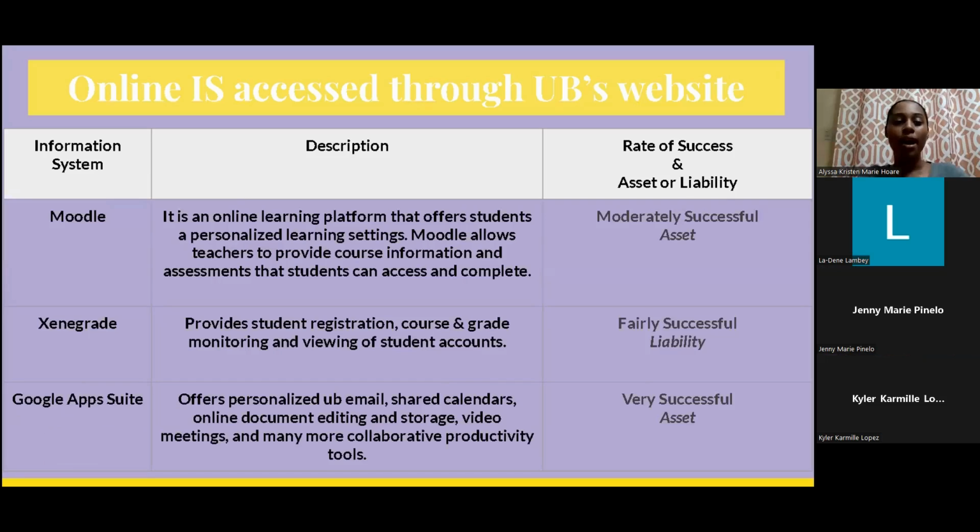So now we will look at the online information systems that could be accessed through the UB's website. The information systems include Moodle, Zenegrade, and Google Apps Suites. So Moodle is an online learning platform that offers students personalized learning settings. Moodle allows teachers to provide course information, tests, quizzes that students can access and complete. We rated the success of Moodle as moderately successful, and we would say that it is an asset to UB.